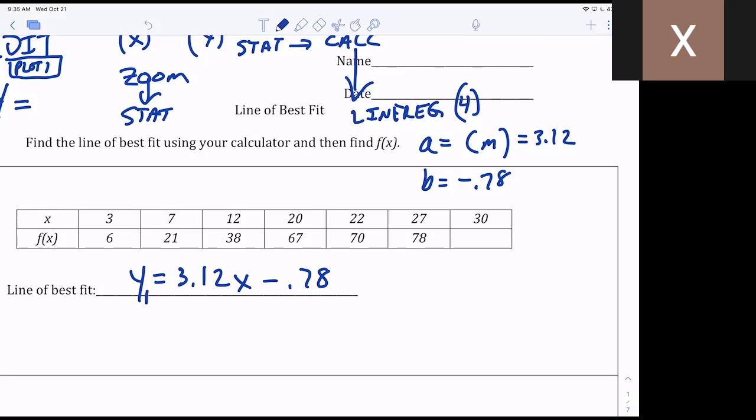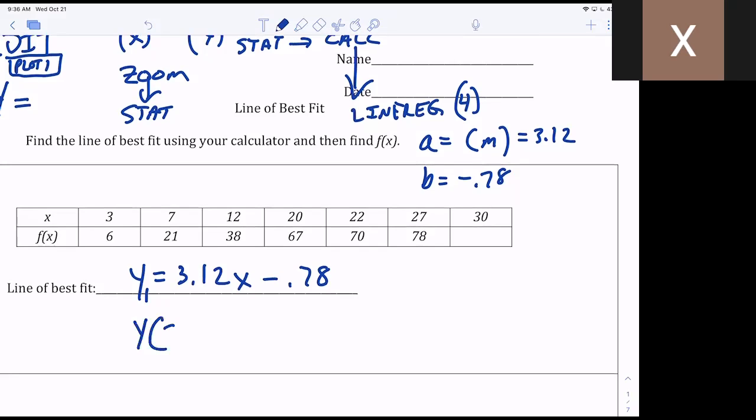Hey, everybody. Now, last part of the day. I've got my numbers here. I now have to figure out about what you think 30 would be. What would be the y value for 30? So what you're going to do is come down here and say the y value at 30 would equal 3.12 times 30 minus 0.78. Everybody do that. And then somebody tell me what that answer is.